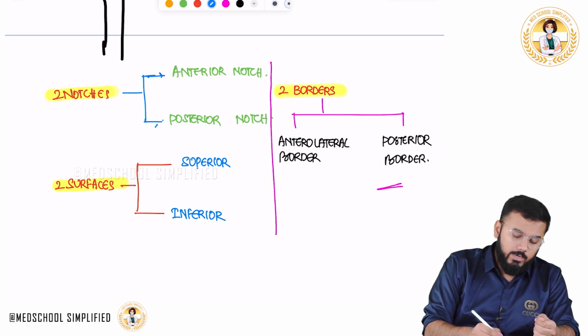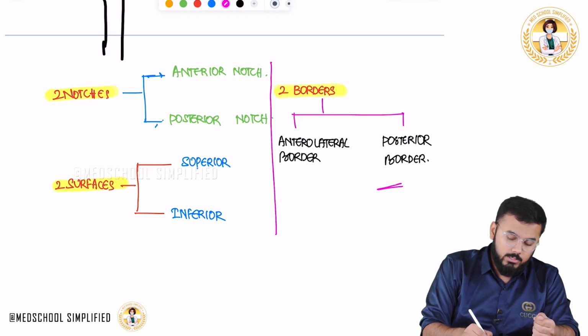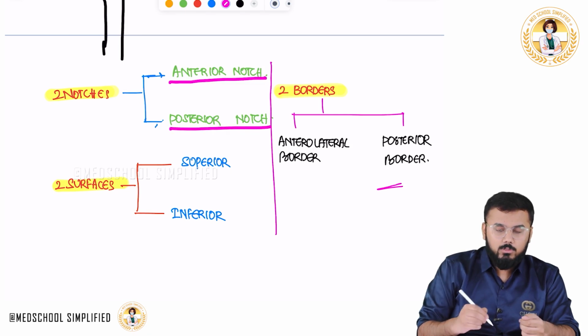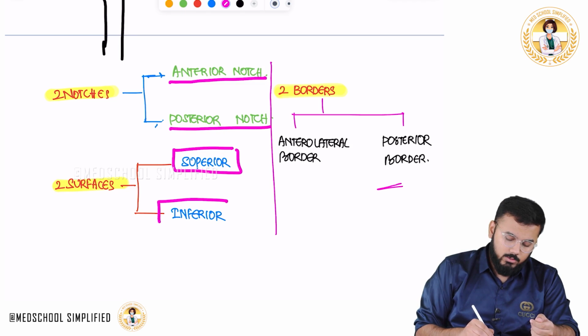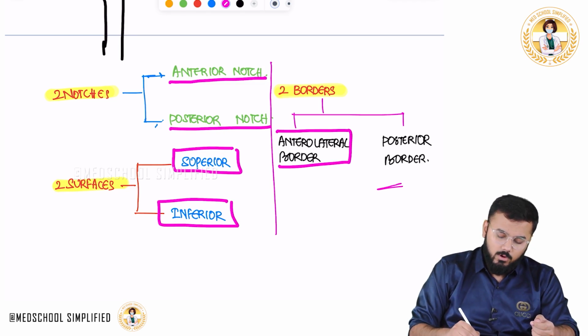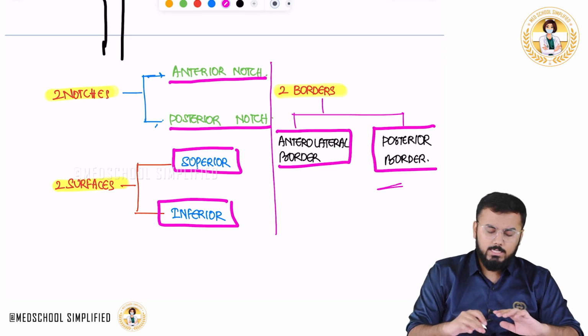When it comes to these notches, one is called the anterior notch, next we have the posterior notch. Surfaces: one is called the superior surface, another one is called the inferior surface. Borders: one is called the anterolateral border, another one is called the posterior border. So these are the things.